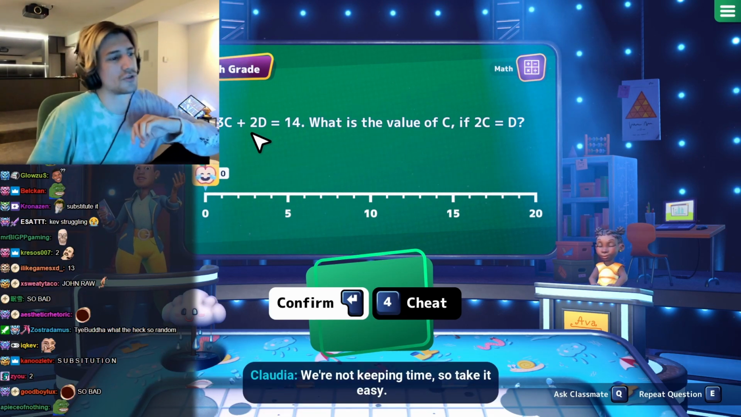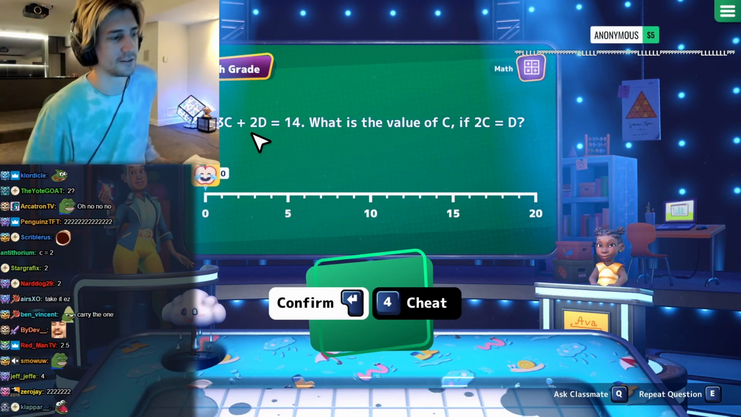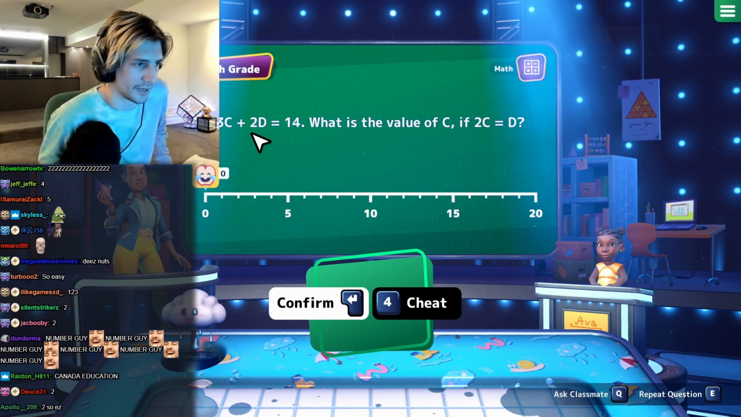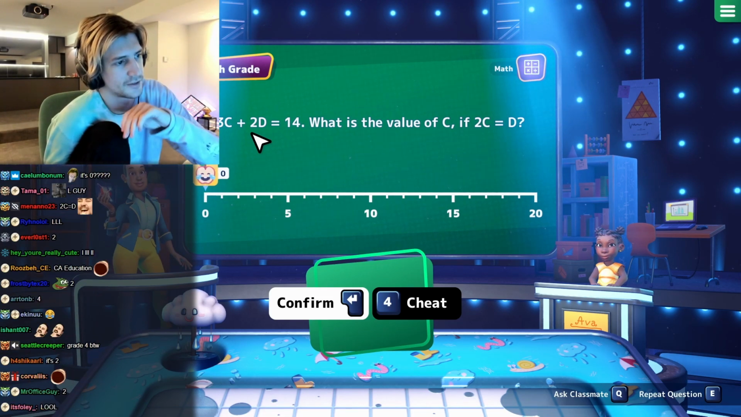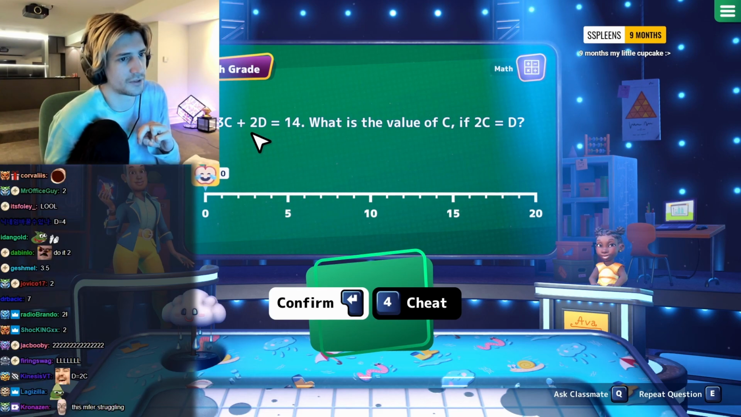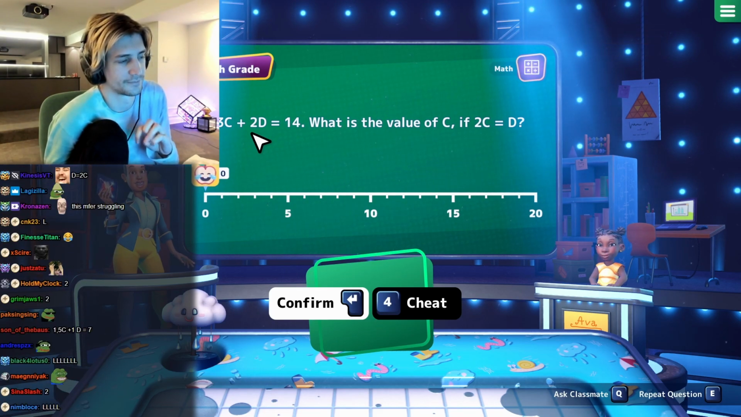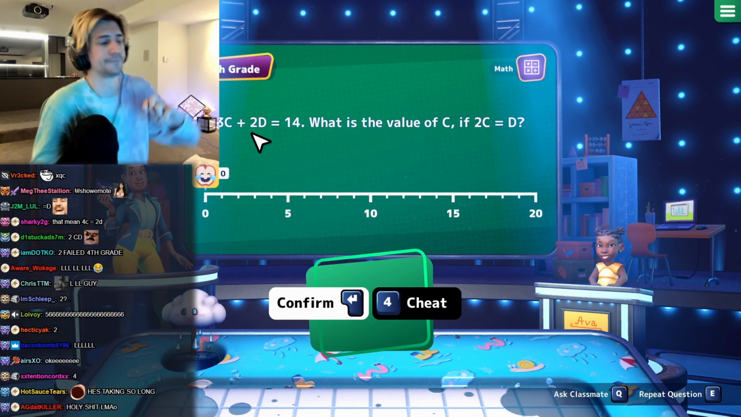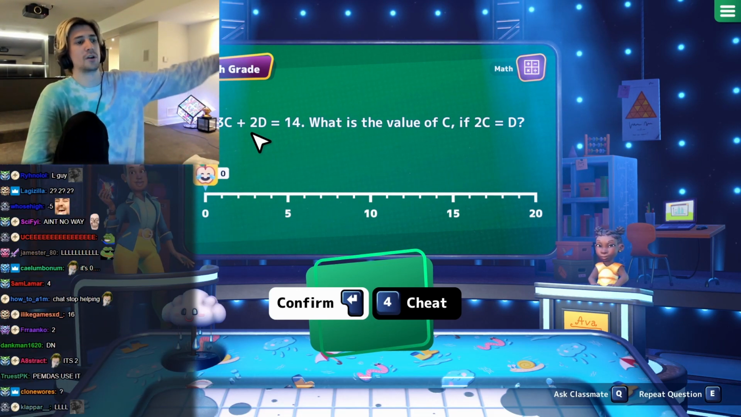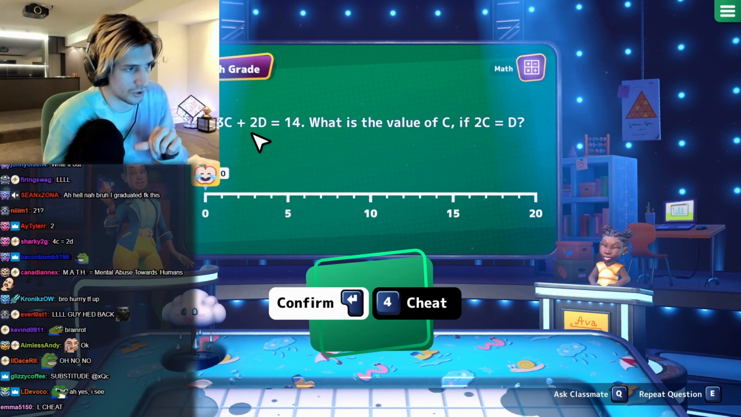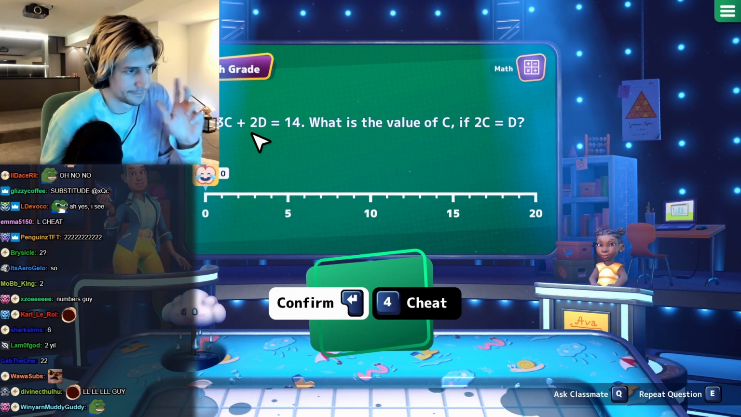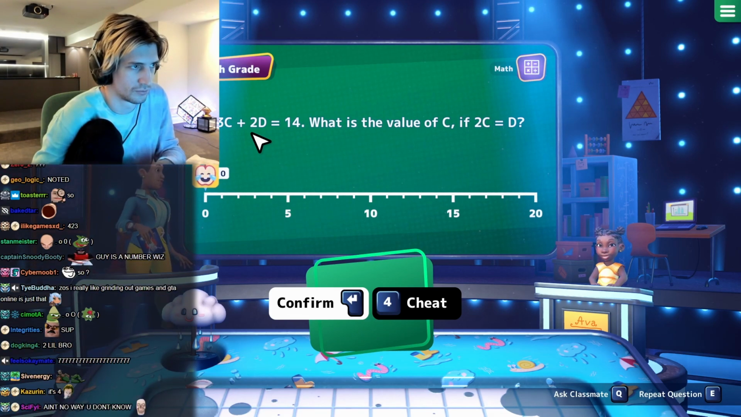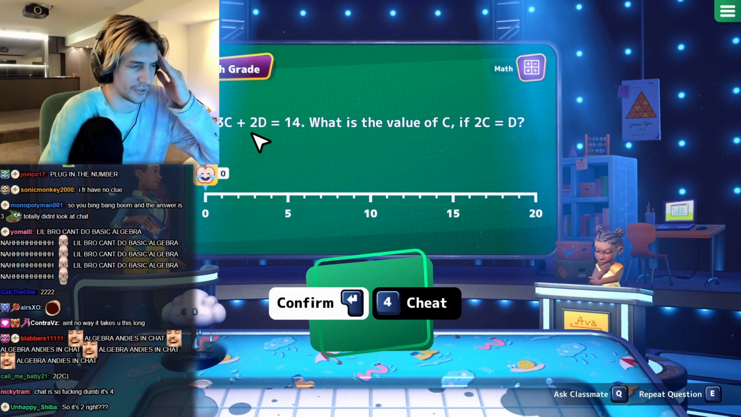We're not keeping time, so take it easy. So 2C equals D. Okay. So then, 2C equals D. So, 3C plus 2D minus 14 equals 0. This is a difficult one. I forgot how to do this.